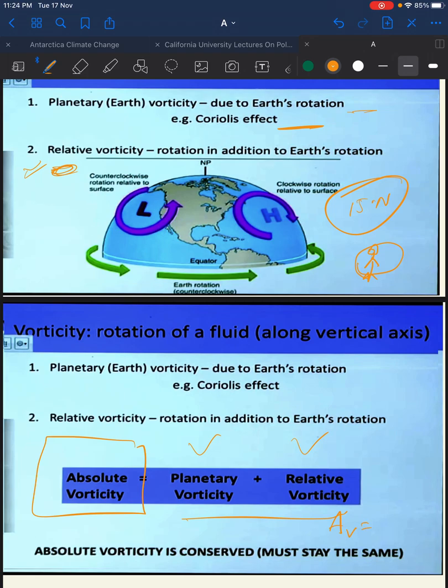Which is equal to PV plus RV. AV is equal to PV plus RV. So in different books we get different symbols. Okay, is this clear?